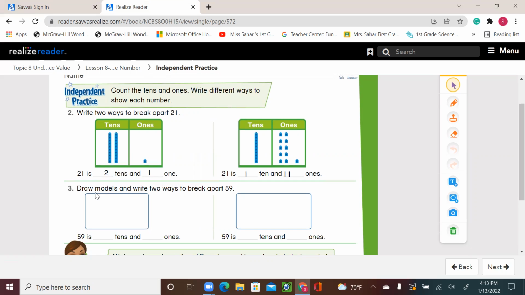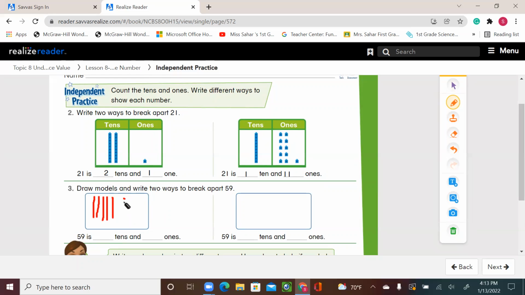Okay. Let's do number 3 together. Draw models and write 2 ways to break apart 59. So the first part I know, I'm going to do 5 tens and 9 ones. Very good. So let's draw 5 tens. This is 1 ten, 2, 3, 4, 5, and then 9 ones.